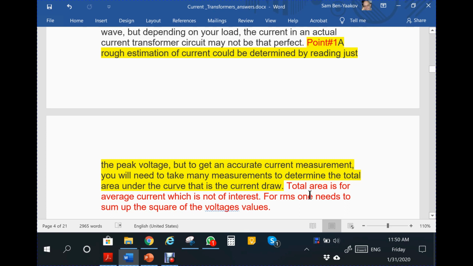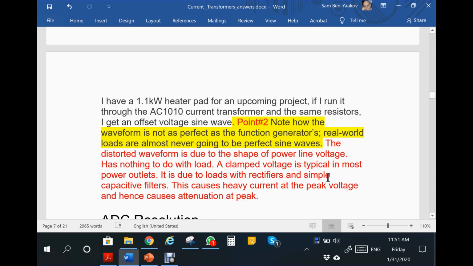Well, total area is giving you average current, which is not of interest. In fact, you'd like to get the RMS, and for that you have to take a sample and then take the square of the value and then sum all the squares. So just taking the total area under the curve is just of no interest as a matter of fact. So let's move now to the second point.